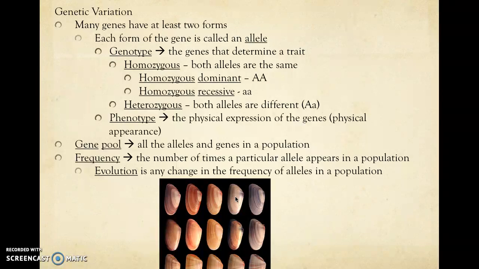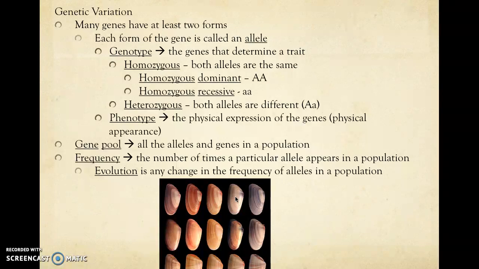Now the genes that you get determine your genotype. And we have a couple of words we use to describe genotype. Now remember, the prefix homo means the same. So if we say an organism is homozygous, that means both of their alleles are the same. If they get two dominant alleles, which are represented by capital letters, we say they are homozygous dominant. If they get two recessive alleles, which are represented by little letters, then we say they are homozygous recessive.